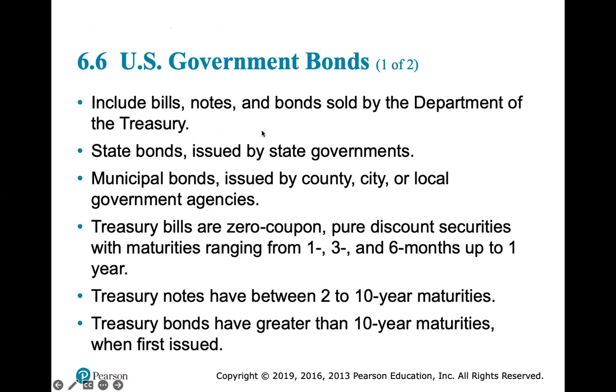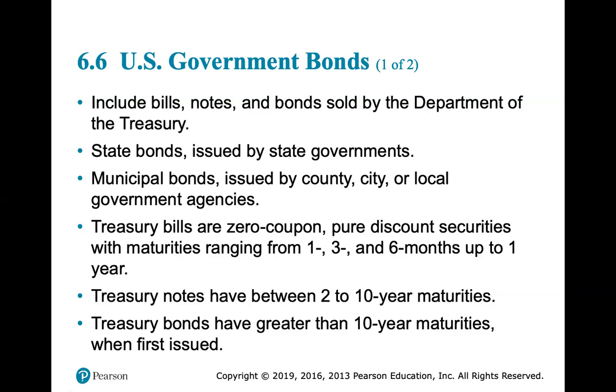So US government bonds also include the bills, notes, and bonds that are sold by the Department of Treasury, and state bonds issued by the state governments, and municipal bonds issued by the county, city, or local government agencies. Like in our case, we have a municipality. We call it in Russian akimat. They can issue bonds, and the reason why they issue bonds is to attract money. Once they attract the money, they can use it to finance certain projects they want to finance.